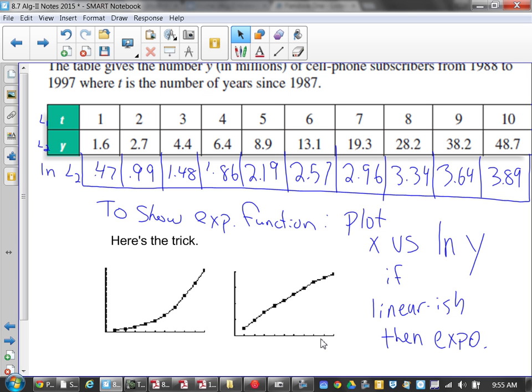Okay, so if we do create a graph, there's an x, and then there's a linear graph. To show exponential functions, you have to plot x versus the natural log of y.